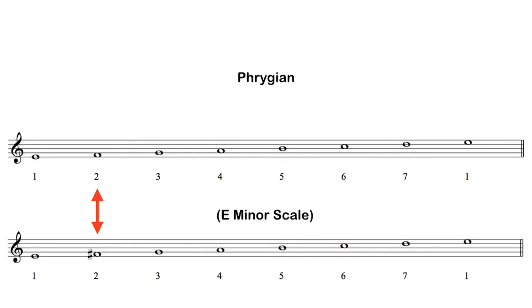So using our natural notes, it's E to E, so E, F natural, G, A, B, C, D, E, and notice how in a normal E minor scale we have an F sharp, but in an E Phrygian scale we have an F natural.